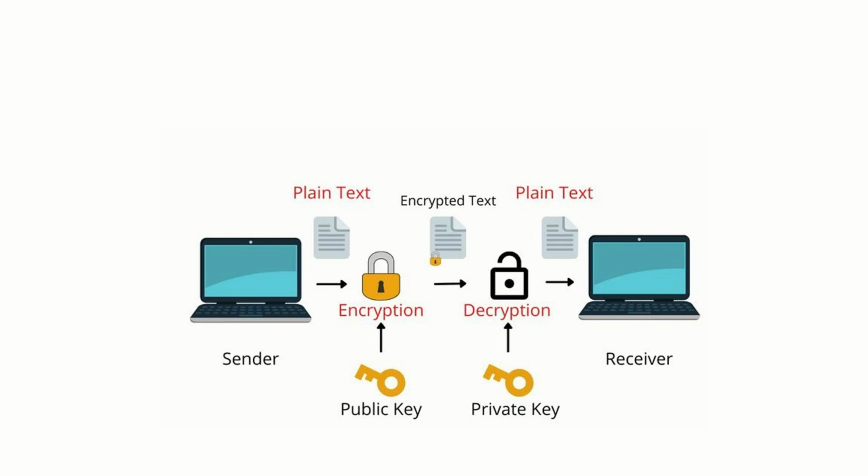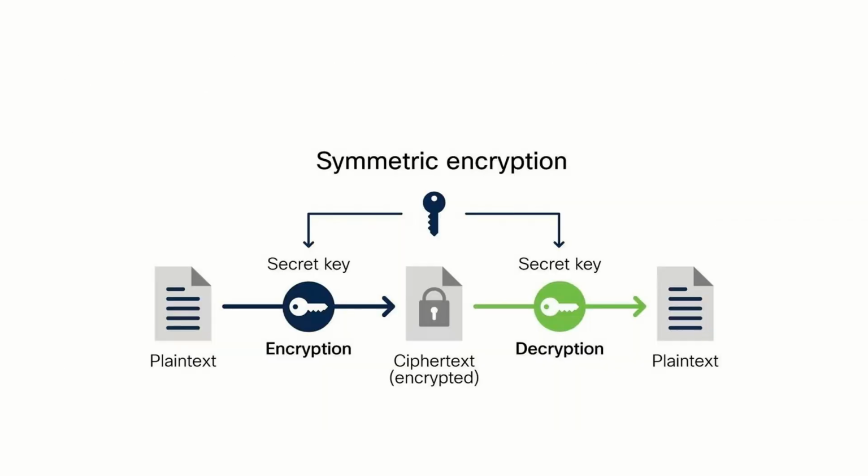I think I have used the wrong picture here. This is for asymmetric because we are using the public and private key. But let me show you how the encryption is done with the symmetric key. So let me go back, and here you can see how symmetric encryption is achieved.